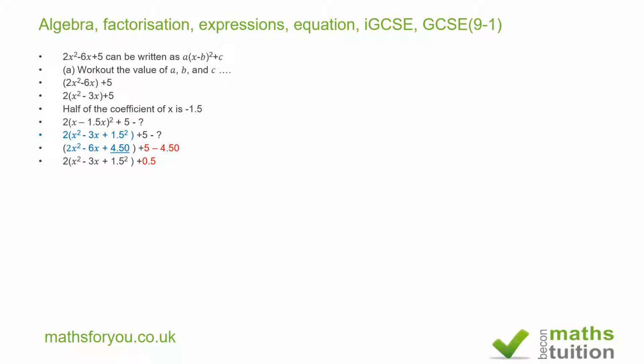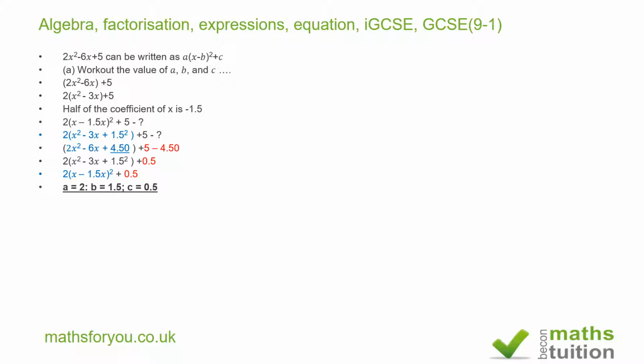Okay. So now we can go back and express this as x minus 1.5 all squared. So now we have that a is equal to 2 as required. From there, a is equal to 2, and b is 1.5, and c is 0.5. And that's the answer to the first part of this question.